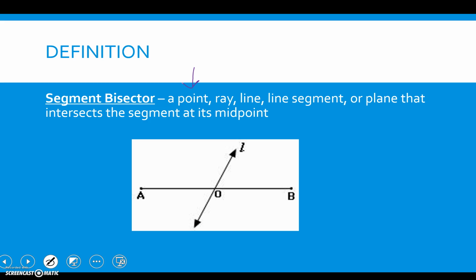And what you'll find is we're going to be using markings to indicate that these two lengths here are the same. These are congruent marks. I call them tick marks. You can call them whatever you like. But this is indicating that the length from A to O, so this length here and this length here, are the exact same lengths. So whenever you see these tick marks, that's going to indicate congruence.